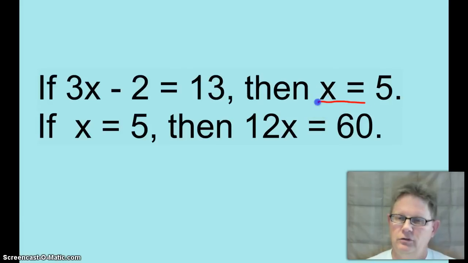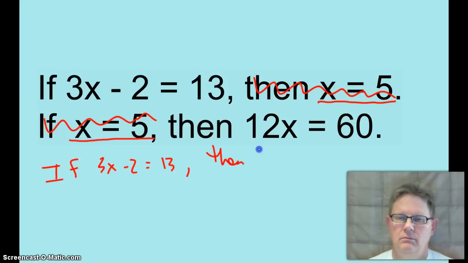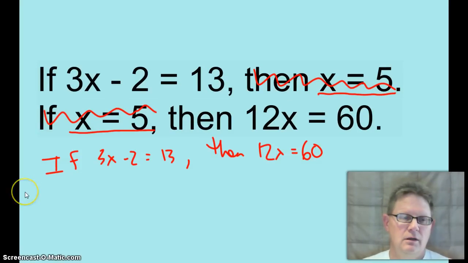Here you've got the conclusion, x equals 5. Here you have the hypothesis, x equals 5. Our new, cool conditional statement will be if 3x minus 2 equals 13, then 12x equals 60. It really is that easy. Sometimes you need to switch around the statements to use the law of syllogism, but that's it. This does conclude Honors Geometry 2.3 Conditional Statements.